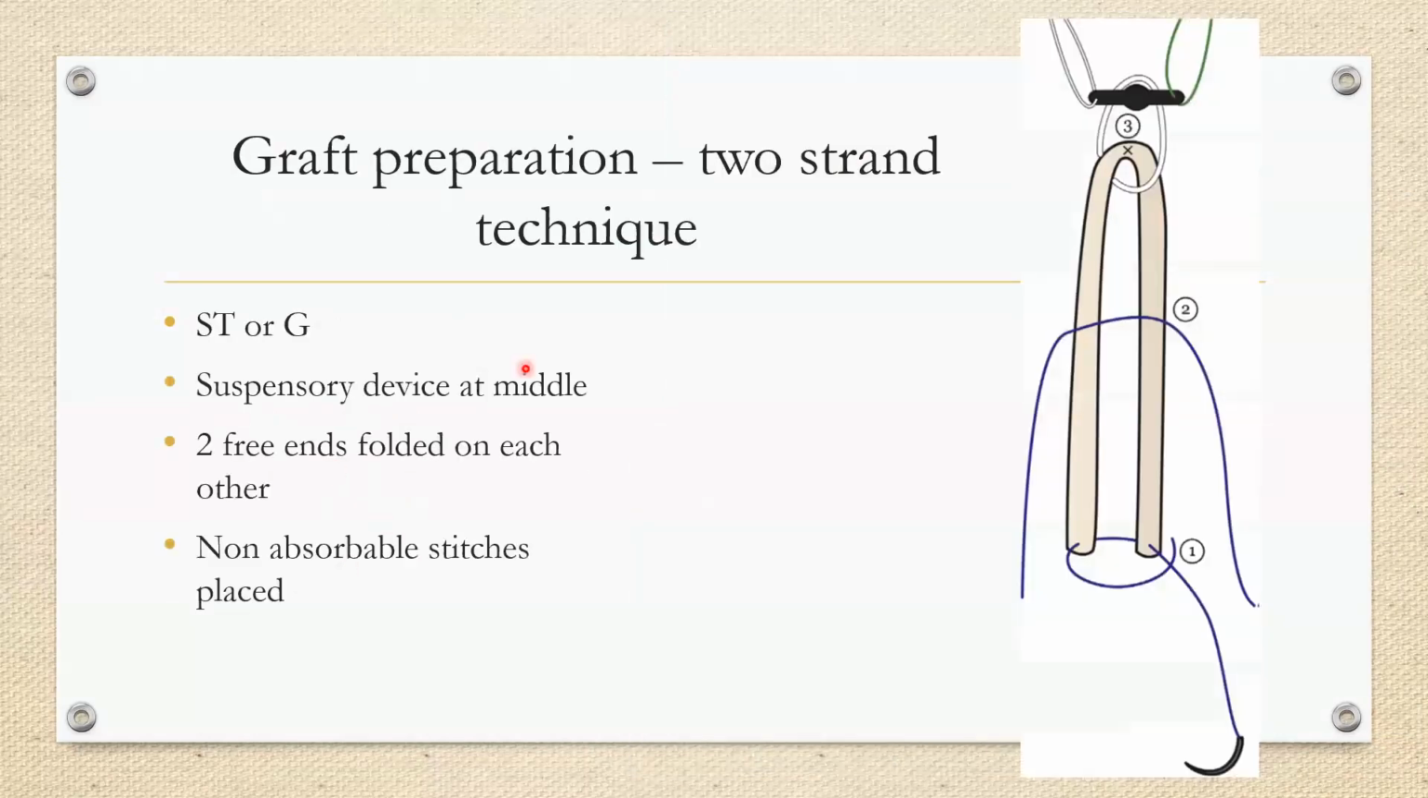So just moving on to preparation techniques with the different types. Starting with the two-strand technique, which is the simplest of all, when the tendon is looped on, bent on itself and just tied into a double strand, it can be done with semitendinosus or gracilis. As you can see, a suspensory device is fixed at the middle, and the ends of the tendon are sutured together, and the mark for flipping is made at the middle of the tendon. Non-absorbable stitches should be placed at the end of the tendon.